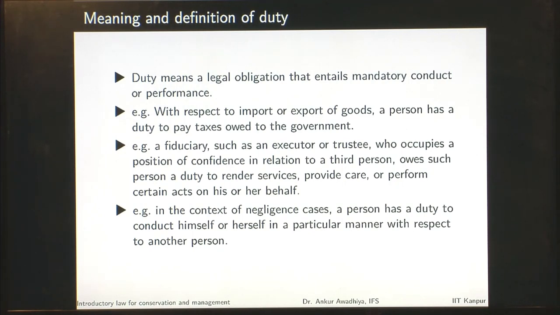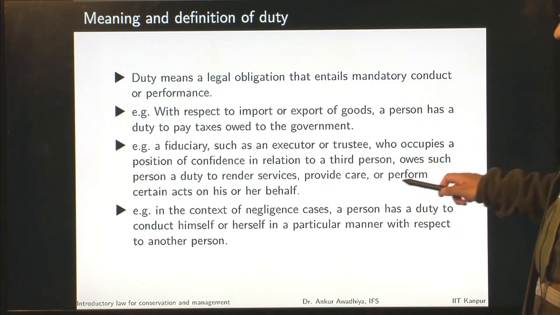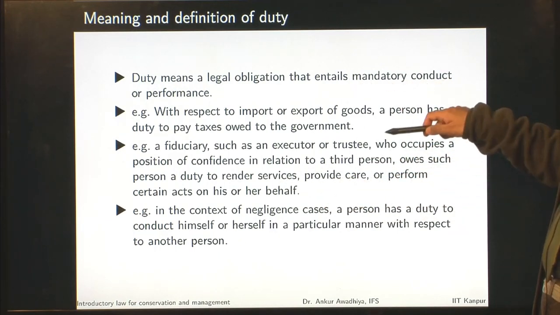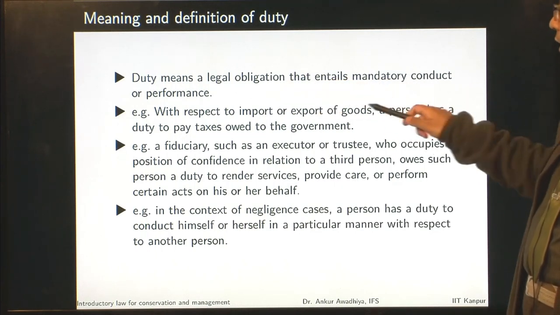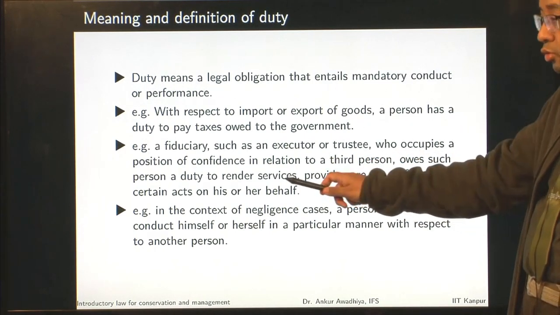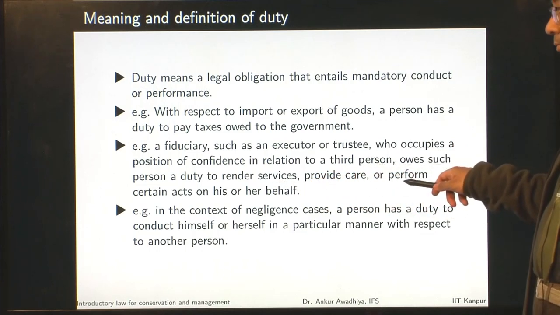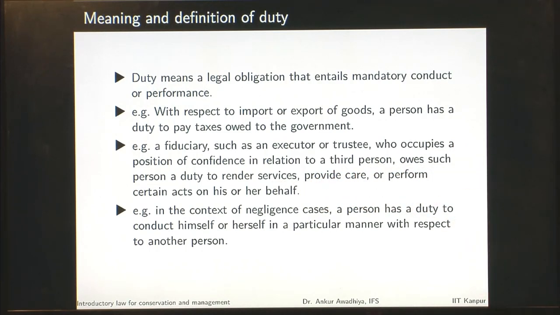Now, if there is a fiduciary relationship, then the fiduciary cannot say that I am not going to do these, because duty means he has a legal obligation for this mandatory conduct. It is compulsory. If you are a fiduciary, you can either do these things or you can say that I may be excused, in which case another fiduciary will be appointed. But you cannot remain a fiduciary and not do these things. So there is a mandatory conduct because of law.